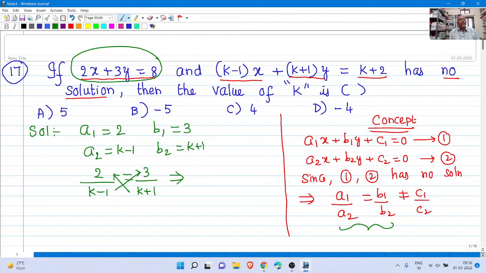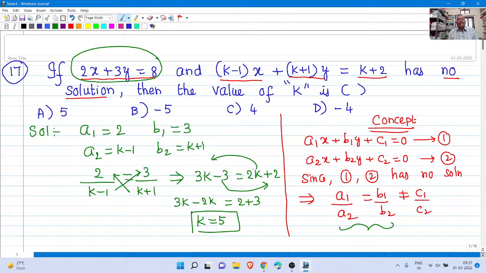So then what do we get now here? 3k minus 3 equals 2k plus 2. Solve this linear equation so that you will get the answer. So 3k minus 2k. Transpose 2k this side, minus 3 to this side. That is equal to 2 plus 3. So k equals 5. So obviously you get 5. So A is the right option. Is it clear to you? Yes or no?